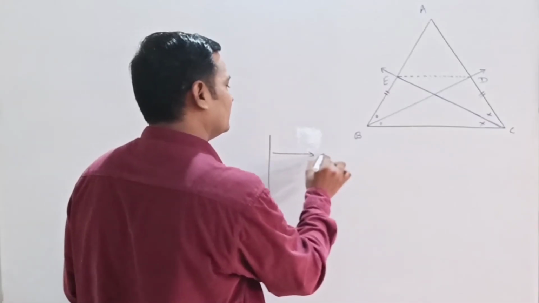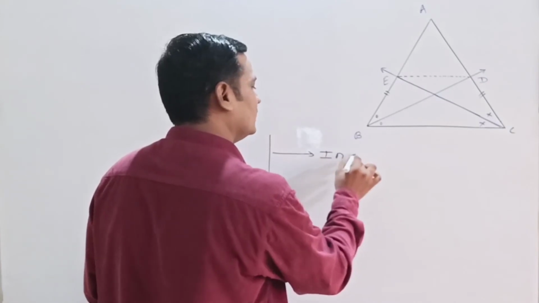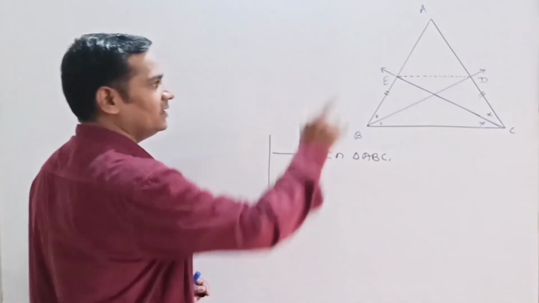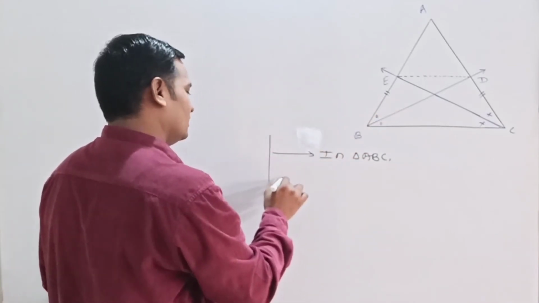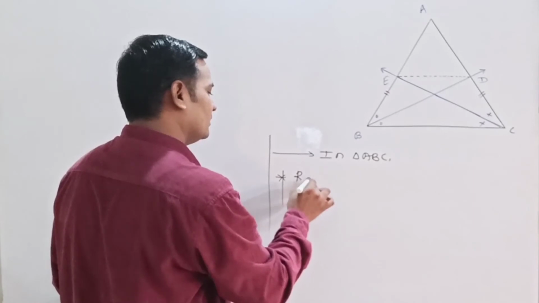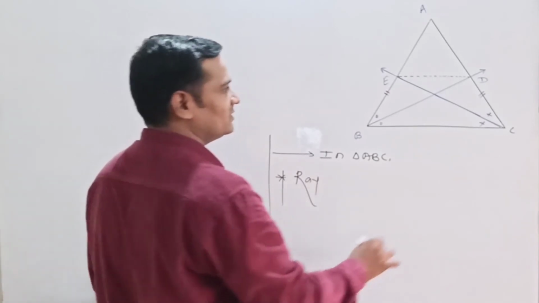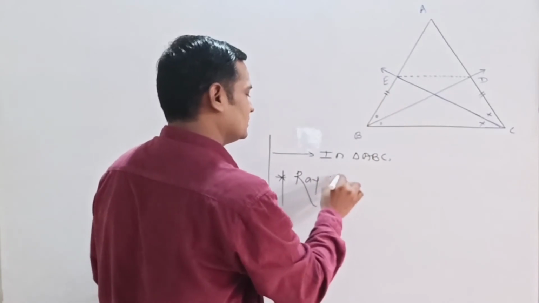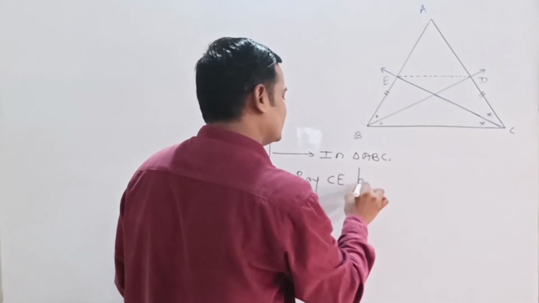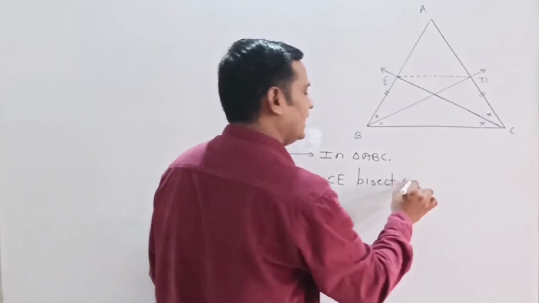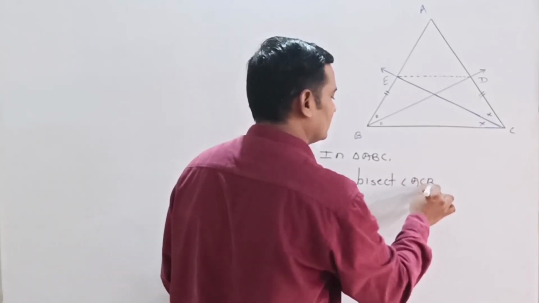So in the figure, or in triangle ABC, with the star we will write a ray. Now look at that ray. Which ray is there? Look at this ray. Ray CE bisects angle ACB. Look at this.